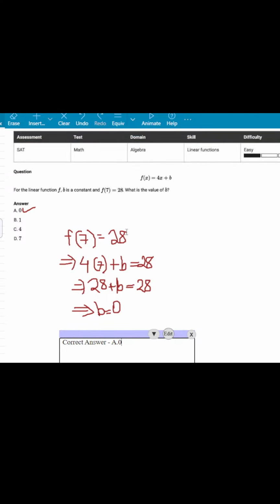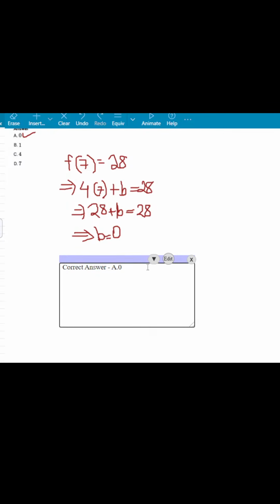So this was again a very simple question. You just have to put the value of x here, and you will get a linear equation in this constant b, and you just have to solve it to get the value of b.